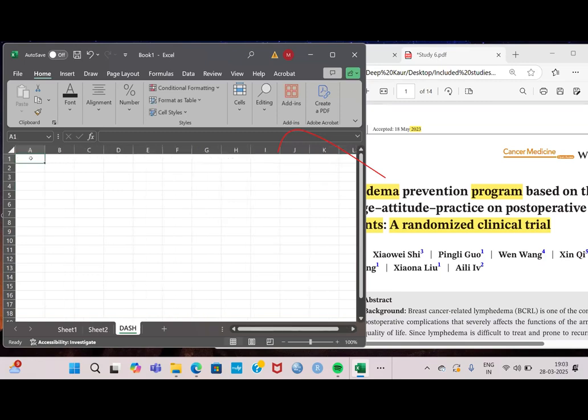So I will add only the author's name here, no more information in that column, and the dash. What is dash? That is the dash mean score of IG, SD dash IG, dash control group mean.